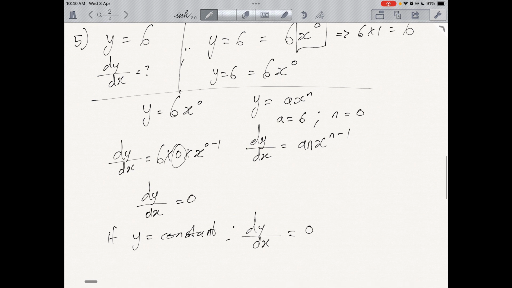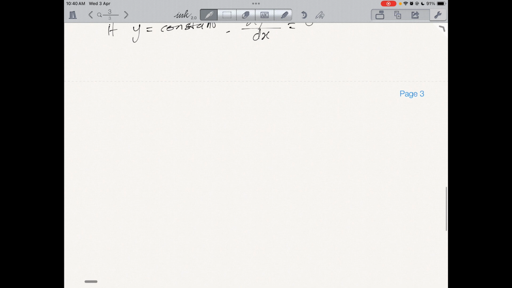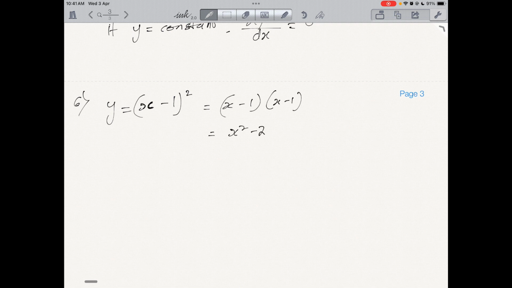Let's take another example. If y is equal to (x minus 1) all squared, to do this we have to open the brackets. That's (x minus 1) multiplied by (x minus 1). And if we do this, we have x squared minus 2x plus 1. Now, to evaluate the differential of this, we are going to differentiate each of the terms: x squared, minus 2x and plus 1.